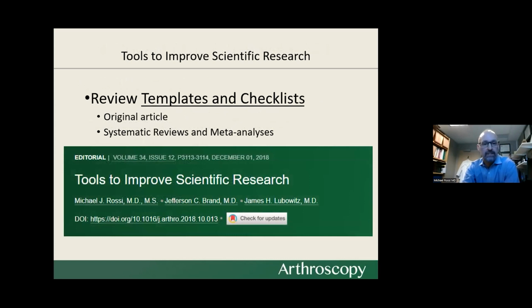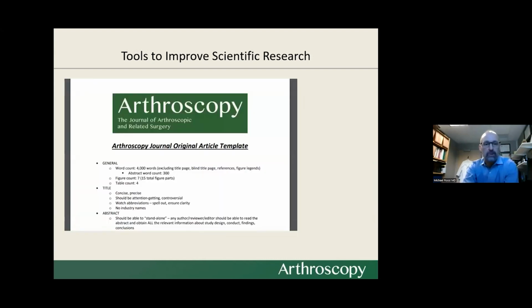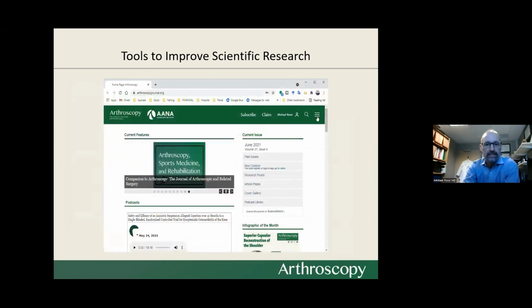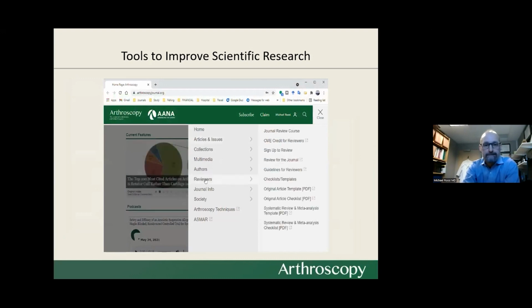Let's move quickly on to tools to improve scientific research. We published in 2018 our tools to improve scientific research, which included review templates and checklists specifically for original articles and systematic reviews and meta-analyses. These are presented and look as follows. And you can find these on our website under reviewers and under original article and checklists and templates.